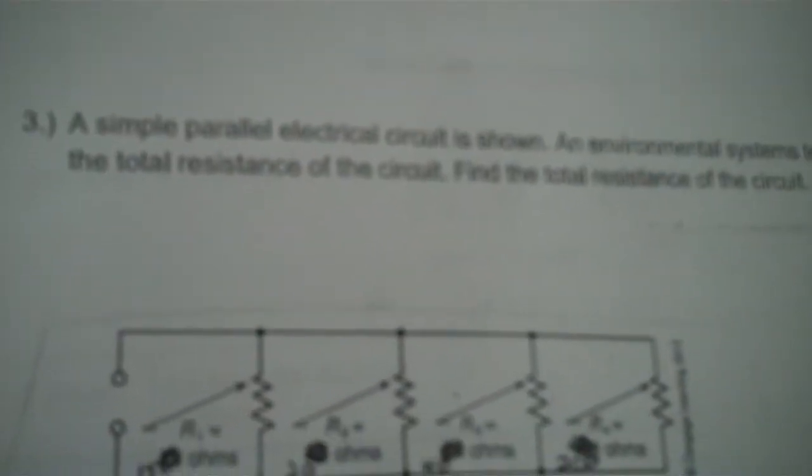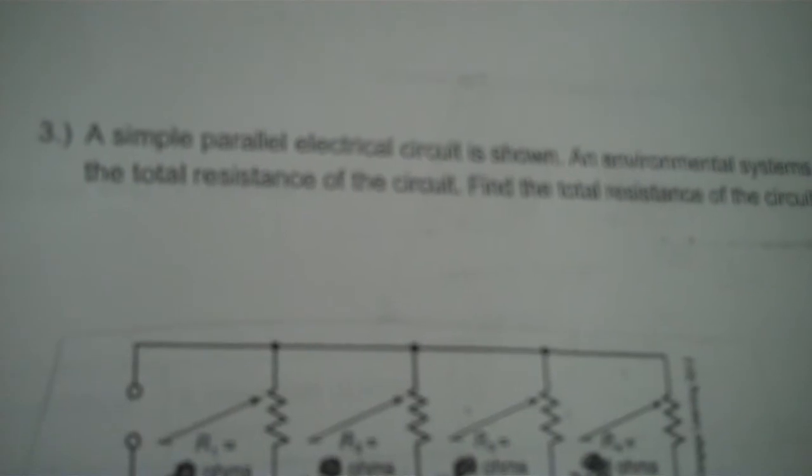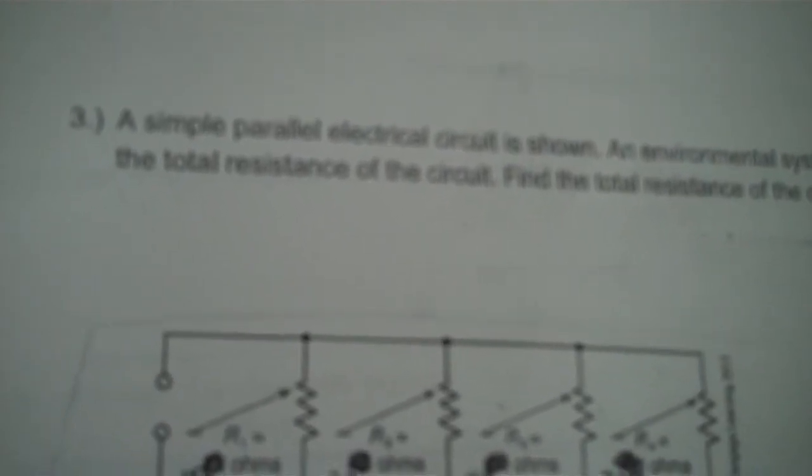Okay, number 3 is kind of a funky little formula. A simple parallel circuit is shown. An environmental systems technician finds the total resistance of the circuit. Find the resistance of the circuit. Okay, so we have the total resistance, that's what RT means, equals 1 divided by, then we have all these ratios here. 1 over R1, so it's going to be 1 over 15, 1 over 20, 1 over 40, 1 over 20.